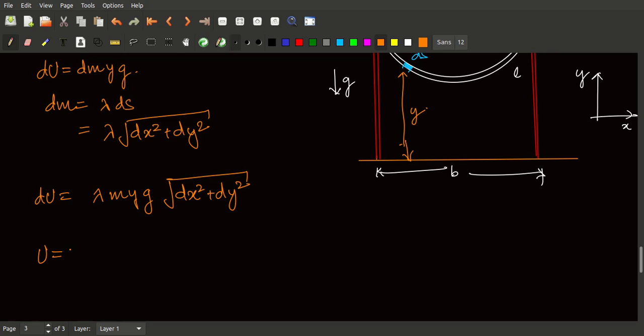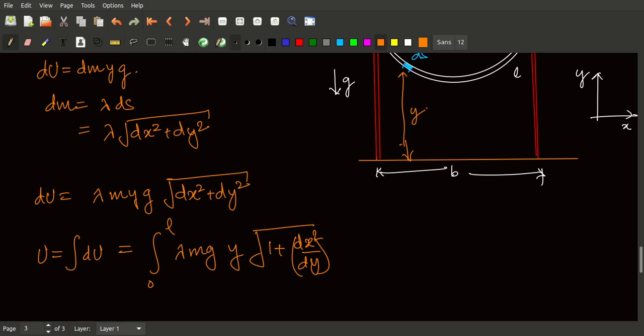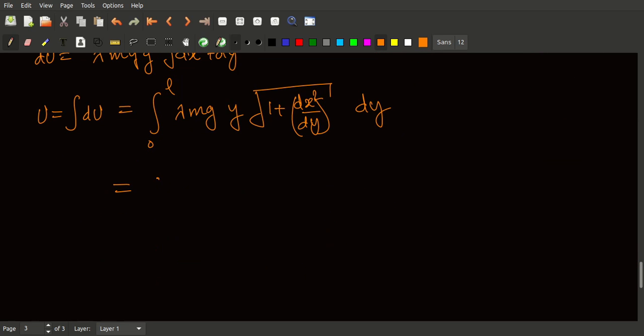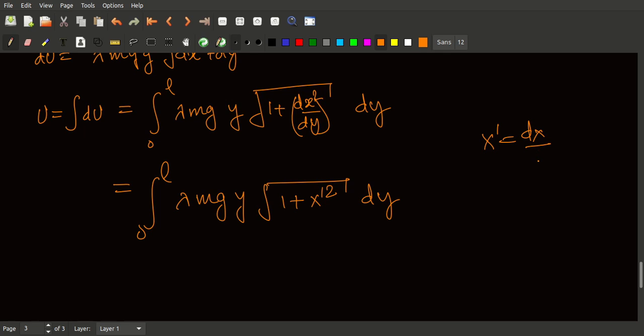So what will be the total potential energy? The total potential U will be the integral of dU from 0 to L, of lambda g y. While substituting, I am taking dy squared as common, so this will be dx squared upon dy squared, into dy. So let me rewrite this again: integral from 0 to L of lambda g y times the square root of 1 plus x dash squared, into dy. I am defining this x dash as dx upon dy.